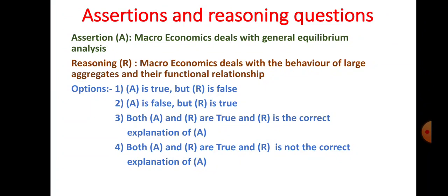Okay, in this objective type question, first you have to find out whether both assertion and reasoning are true or false, and after that you have to find out whether reasoning is related to assertion or not. Here they have given 4 options. You have to choose any one option, that is your answer. First option is A is true but R is false. Number 2, A is false but R is true. Number 3, both A and R are true and R is the correct explanation of A. Number 4, both A and R are true and R is not the correct explanation of A.